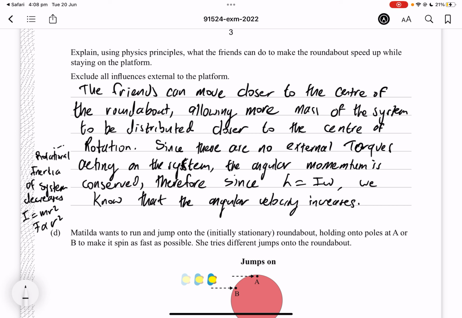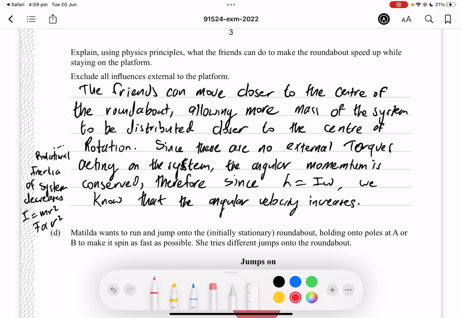And we need to know that L, the angular momentum, equals rotational inertia multiplied by angular velocity. So the angular velocity must increase. Those are the 3 points you need to mention, and if you mention all 3 of them, you should be getting an excellence level grade for this question. If you can justify a decrease in the rotational inertia, that should be enough for a merit. And if you just state that the friends should move towards the middle, you should be looking at an achieved grade for that.